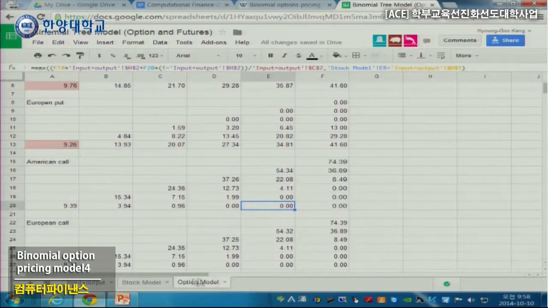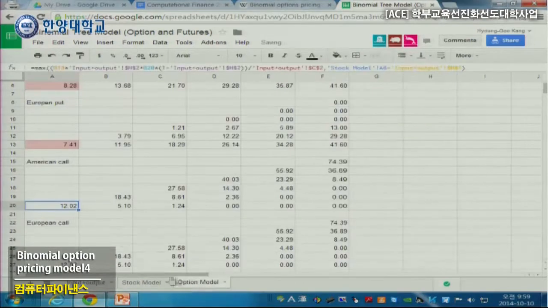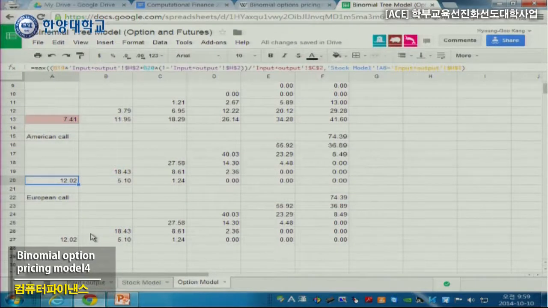Okay, so we have a slight change. When the dividend rate is 0, basically European and American call option prices are the same, which means that even if there is this American option, the option is not exercised until maturity; it is better to hold it.